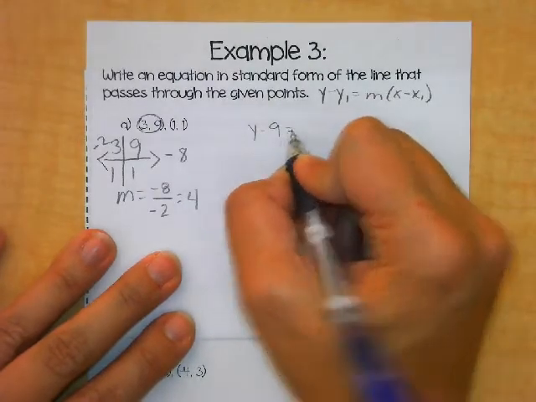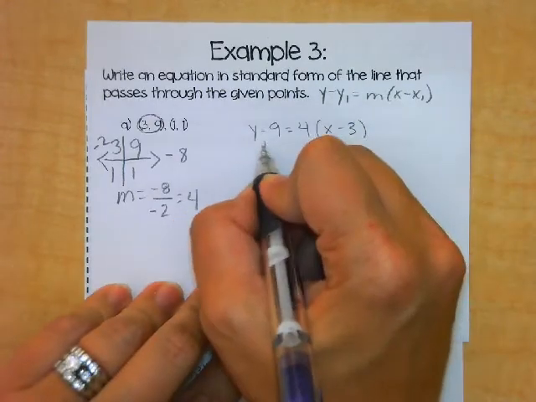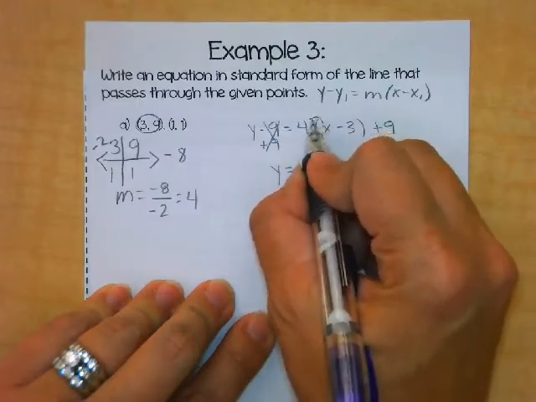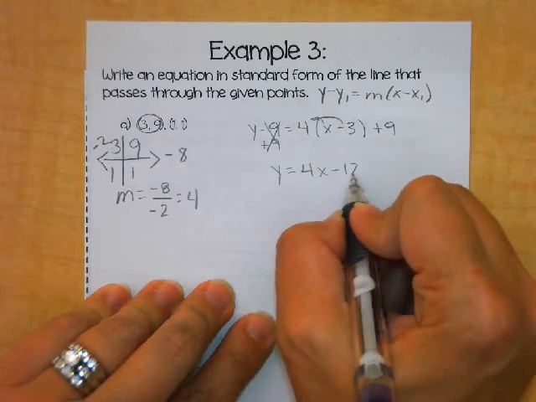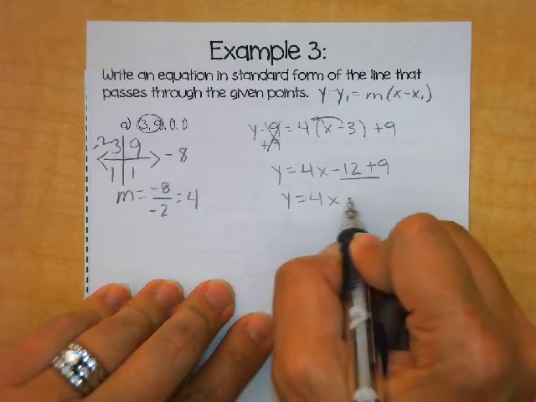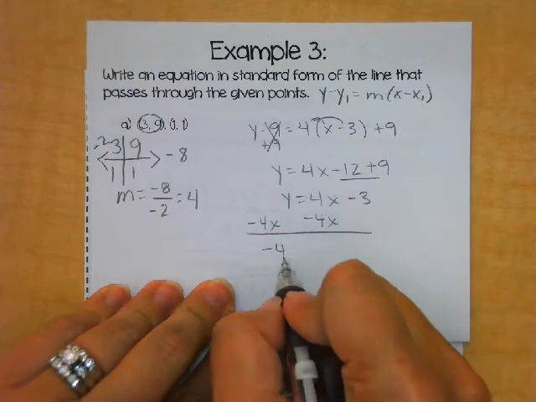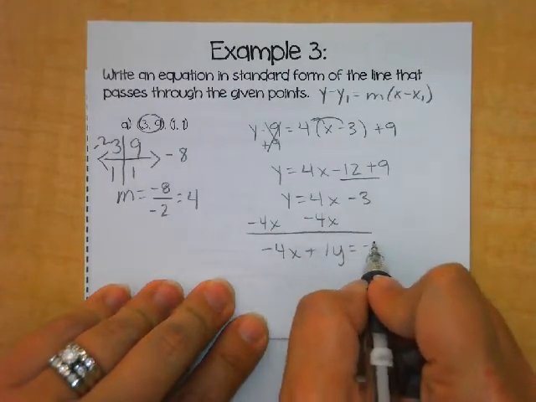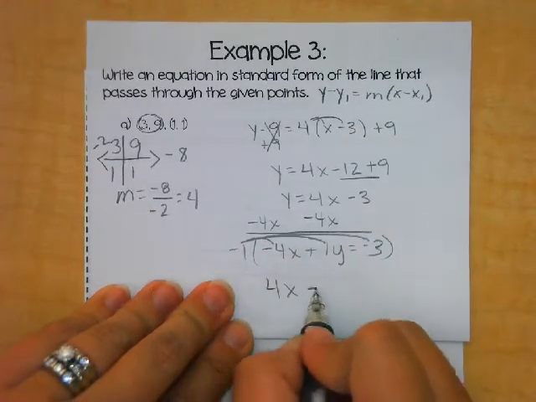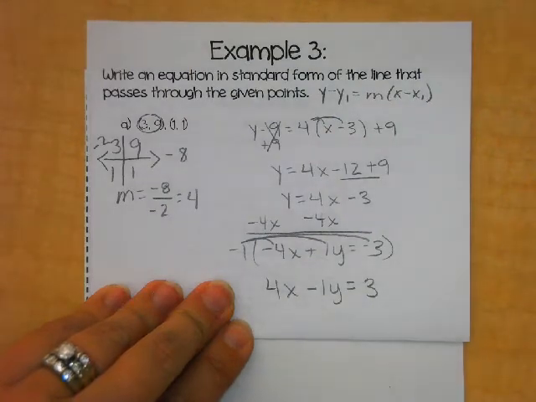y minus 9 equals m is 4, x minus 3. Move your y1 just like we've been doing. y equals, distribute all the way through, 4x minus 12 plus 9. Collect like terms. Move your x to the same side as the y. Make sure x is positive. A x is positive, right? So 4x minus 1y equals positive 3.